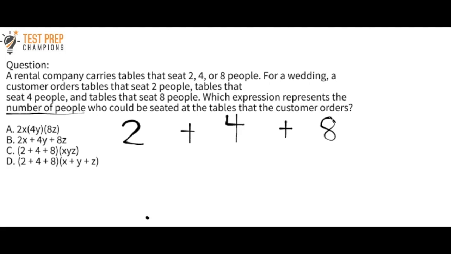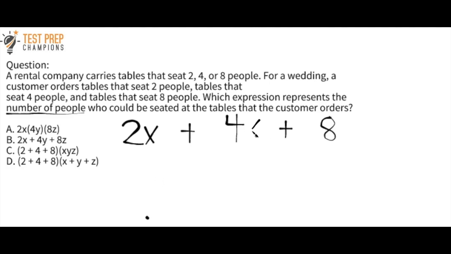But it's not that simple, because it's not telling us how many 2-person tables he's buying. We don't know how many 4-person tables he's buying or how many 8-person tables. So we are going to have to use a variable here. Now, if we knew it was 3 2-person tables, we would do 2 times 3. If we knew the customer was ordering 10 2-person tables, it would be 2 times 10, but we don't know how many 2-person tables he's ordering, so I'm just going to put a variable there.